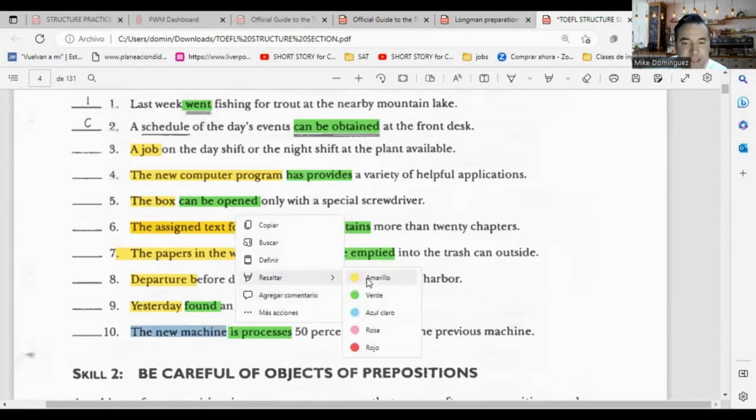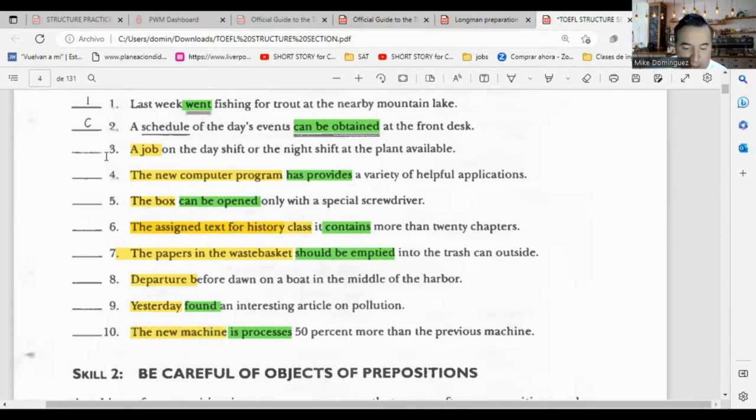Now tell me, let's say number 3 is correct or incorrect. A job on the day shift or the night shift. Incorrect. Why? Because it says after night shift, it doesn't make sense. You need is available at the plant. The subject is all of this: a job on the day shift or the night shift of the plant. There is a verb missing. Is available. You're right.